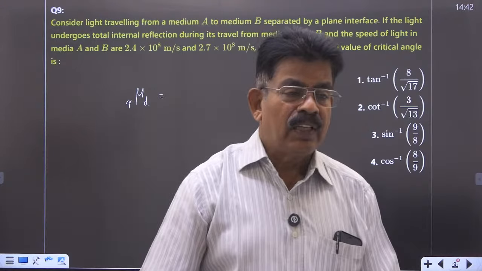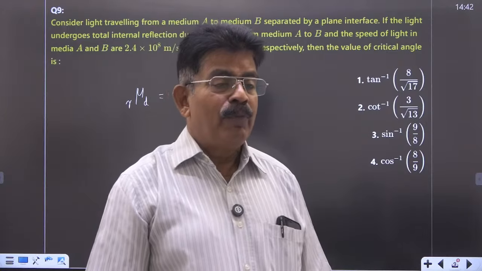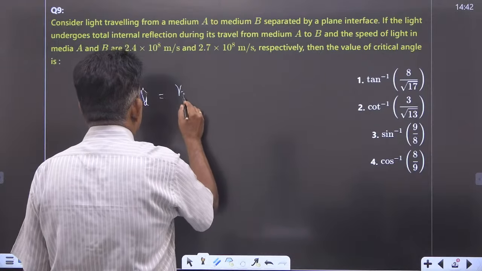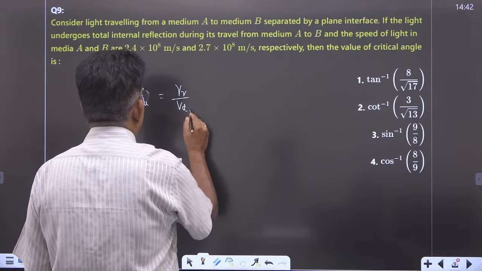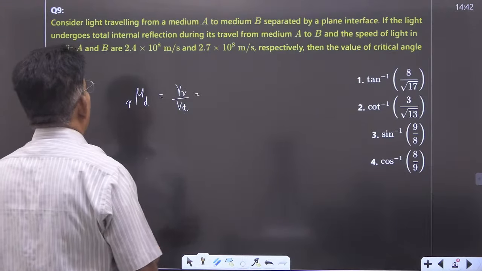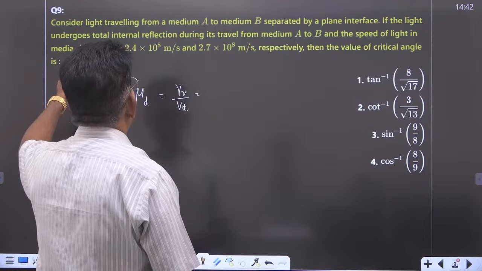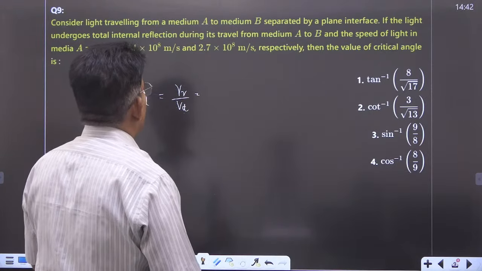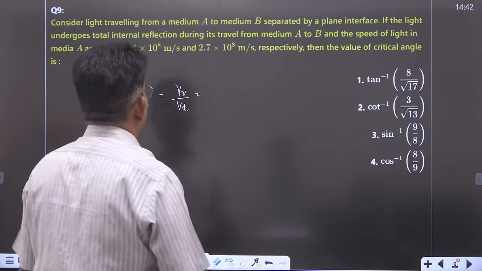Rarer to denser mu, that is the normal mu. Mu from rarer to denser is the velocity in rarer divided by the velocity in denser. How do you identify the velocity in rarer? Here, A's speed is less, B's speed is more. Isn't it? So B is the rarer medium.